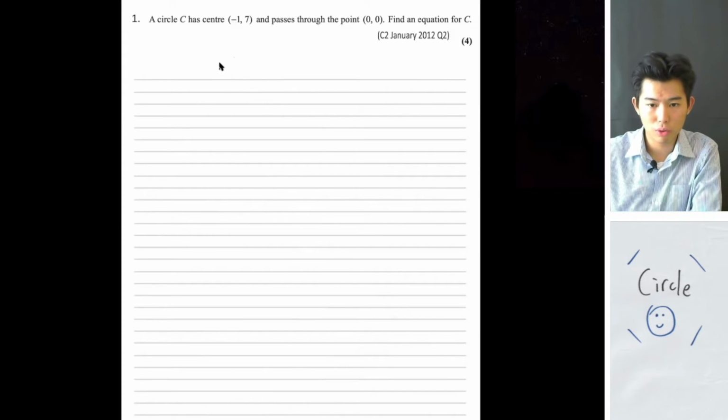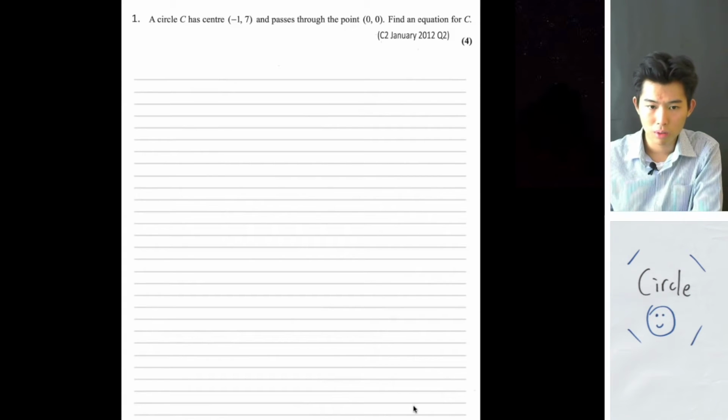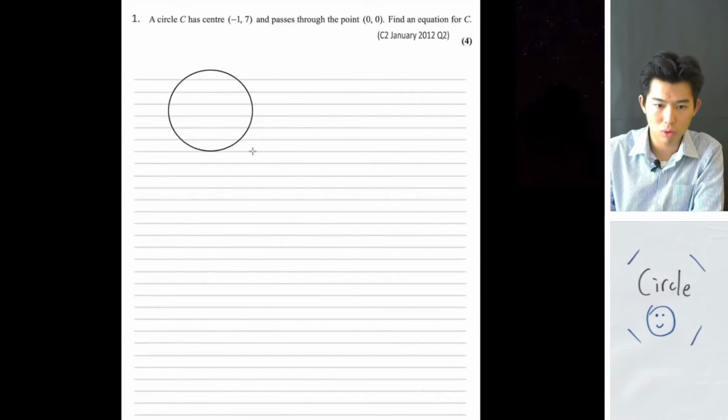Okay, let's move on to the past paper question, past paper question 1. This question here is from the C2 module, Jan 2012, question 2. First, they want us to find the equation of the circle C, which has the center of (-1, 7), and the circle passes through the point (0, 0), which is the origin. So first things first, what we have to do is to draw a circle.